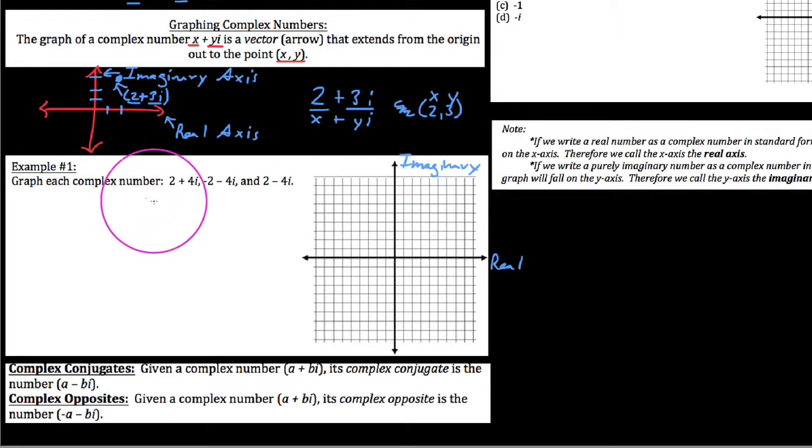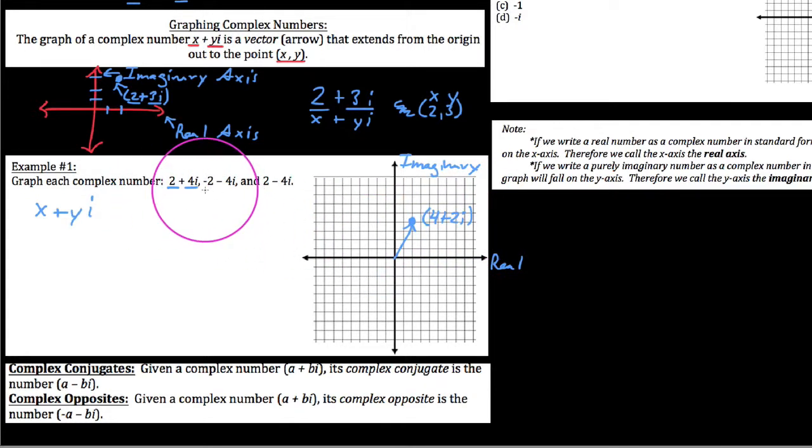When we look at these numbers, they're in x plus yi form. The first number has an x of 2 and a y of 4. So we'll go 2 to the right on our real axis, up 1, 2, 3, 4 on our imaginary axis, and draw a dot right here. Now the important thing is that we need to draw what we call a vector. Remember, a vector is right now just some arrow, so we draw an arrow that connects back to the origin. We label this as 2 plus 4i.